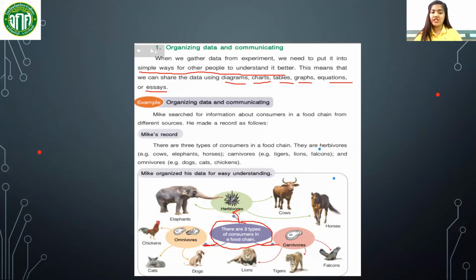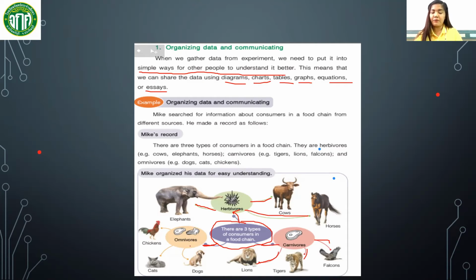So let's move on first to the herbivores. So what are under herbivores? We have elephants, cows, and horses. Next, under carnivores, we have lions, tigers, and falcons. All right, how about under omnivores?